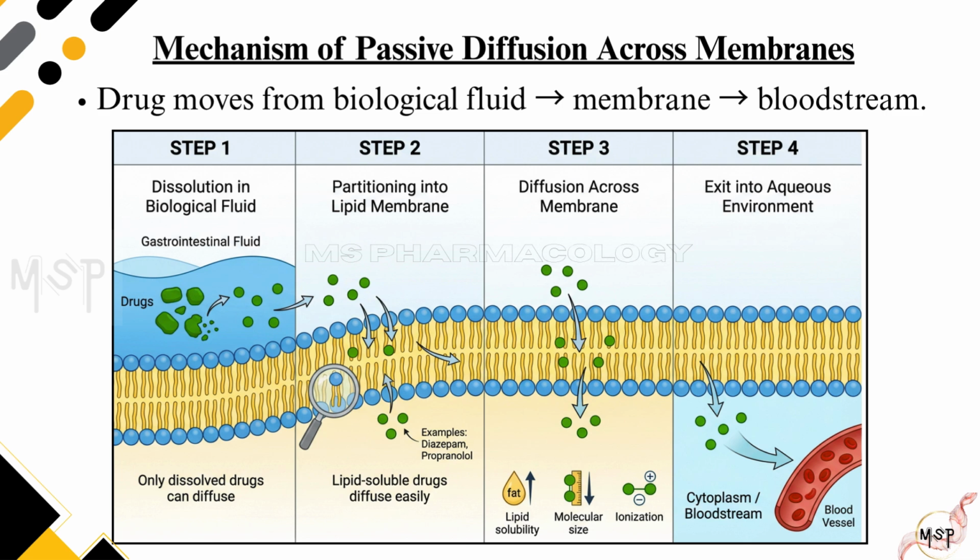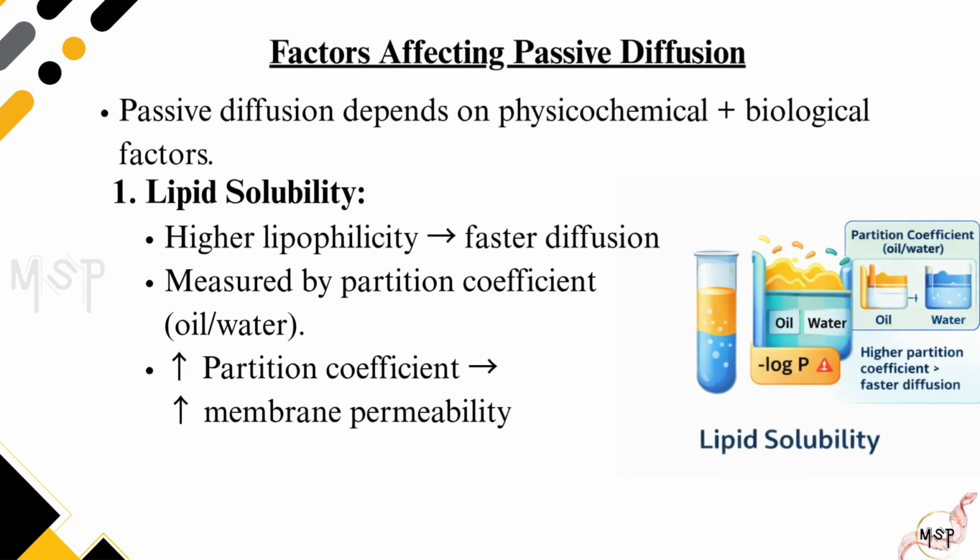Step 4. Exit. The drug emerges on the other side, enters the cytoplasm or extracellular fluid, and eventually reaches the bloodstream, where it can finally do what it was designed to do. What actually controls how fast passive diffusion happens? Let's go through the key factors.